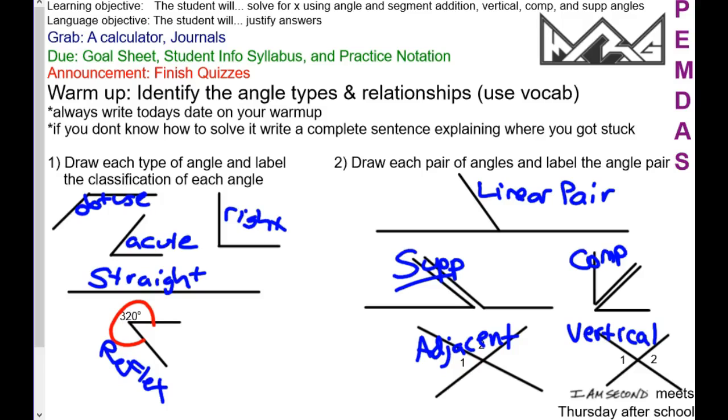So our warm-up for today, we labeled all these different angles, we classified them: obtuse, right, acute, straight angle, and reflex. And we labeled all the angle pairs, including linear pair, supplementary, complementary, adjacent, and vertical. So that's in our journals.